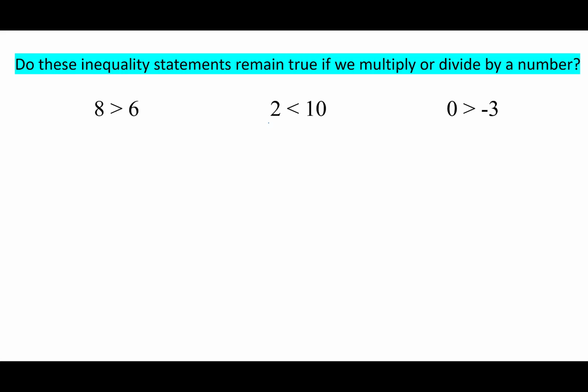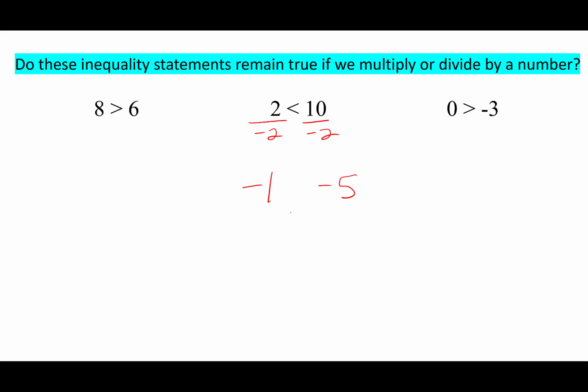Okay, take a look at the second statement. If we divide both of these numbers by a positive 2, 2 divided by 2 is 1, 10 divided by 2 is 5. When we compare 1 and 5, 1 is still less than 5, and so the inequality statement remains true. So let me take the same statement and divide by a negative number. 2 divided by negative 2 is negative 1. 10 divided by negative 2 is negative 5. When you compare those two numbers, we cannot put the less than symbol back in because negative 1 is not less than negative 5.